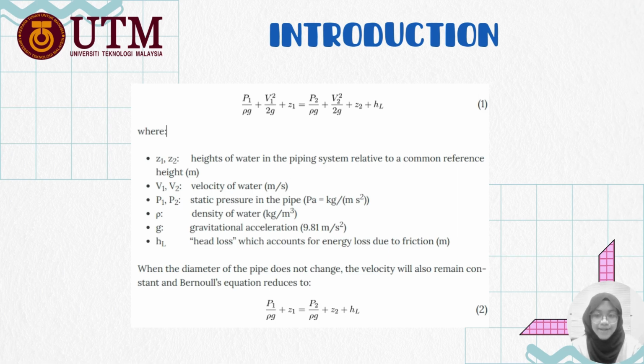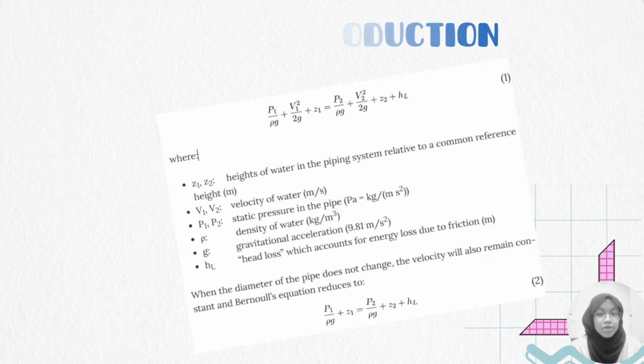As you can see, HL is the head loss, which accounts for energy losses due to friction in the meter. Z1 and Z2 are the heights of water in the piping system relative to a common reference height. P1 and P2, as you know, are the static pressures in the pipe. And when the diameter of the pipe does not change, the velocity will also remain constant.